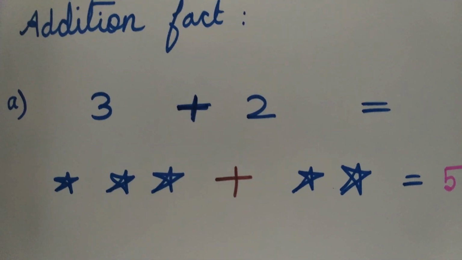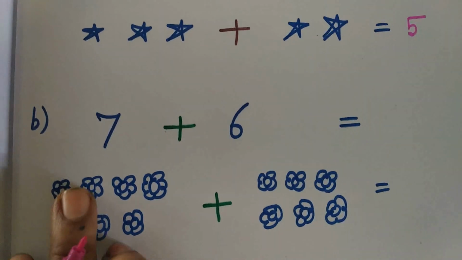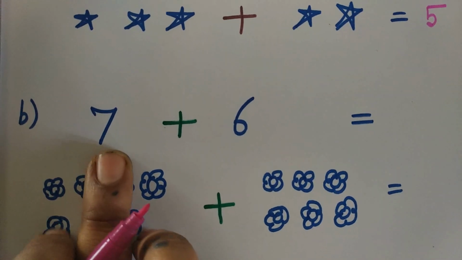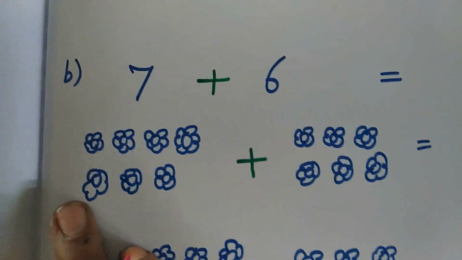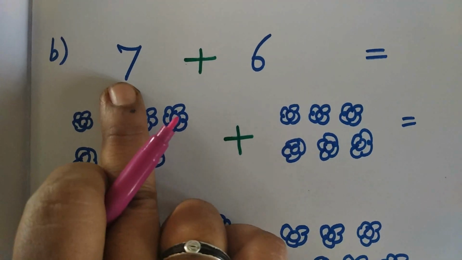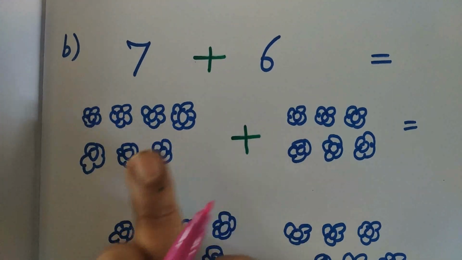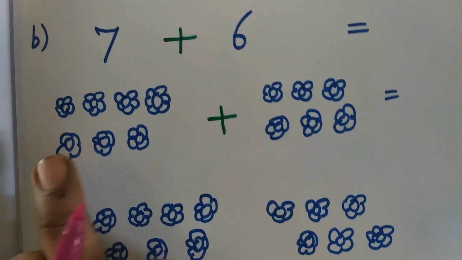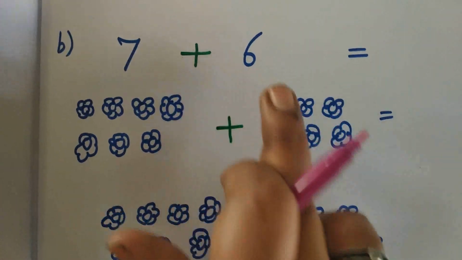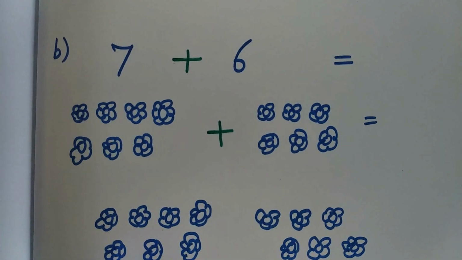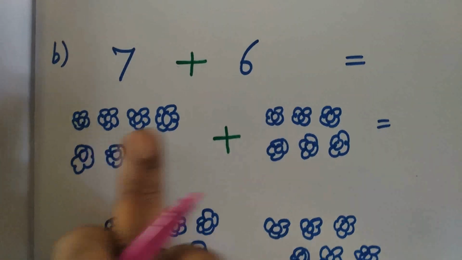Now see the second sum. I have given 7 plus 6. So for the number 7, I have drawn the objects like this. I have drawn flowers. 7 flowers I have drawn, and for the number 6, I have drawn 6 flowers. So you can add.